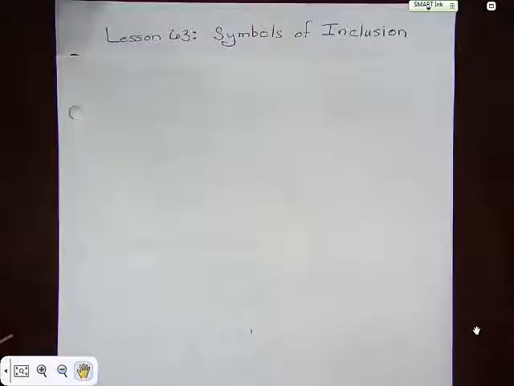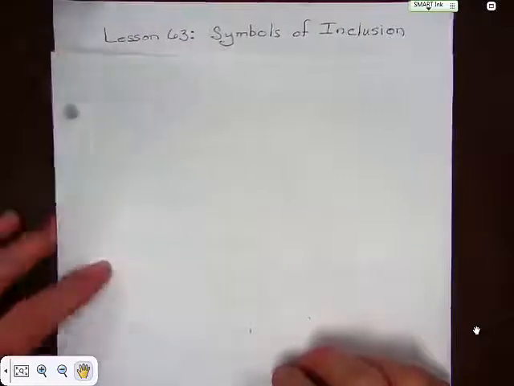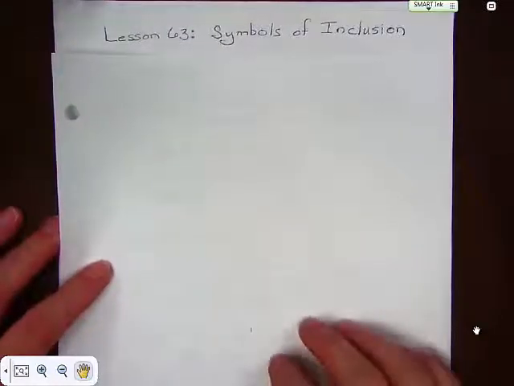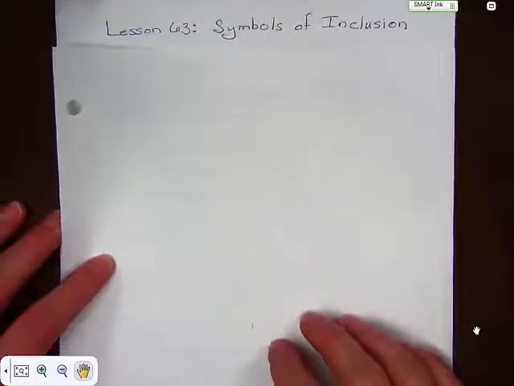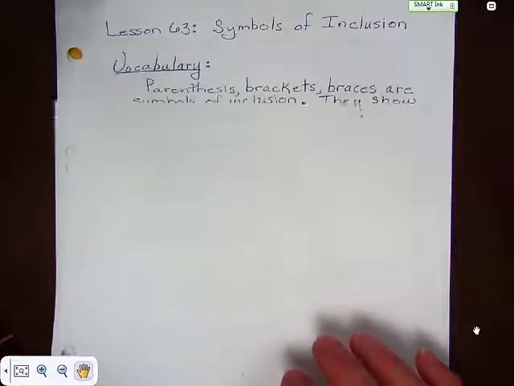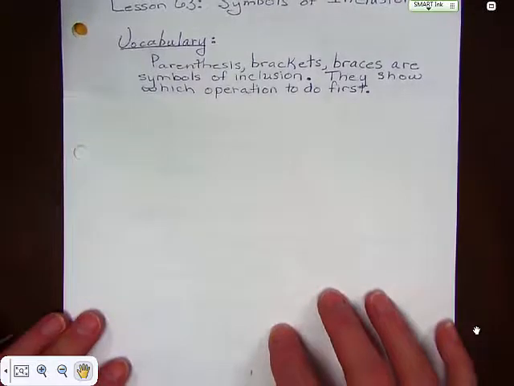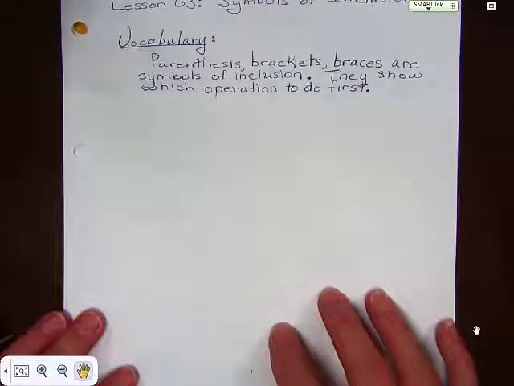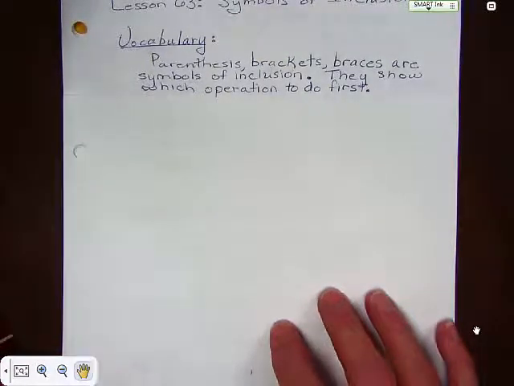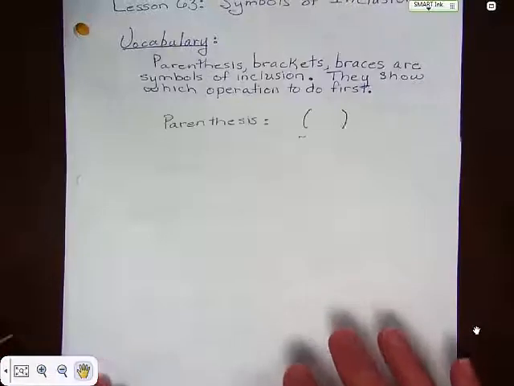Well, hello. Today we're going to talk about Lesson 63, Symbols of Inclusion. You know symbols of inclusion as probably parentheses and brackets. Here's a good definition. Parentheses, brackets, and braces are symbols of inclusion. They help us define which operation to do first.